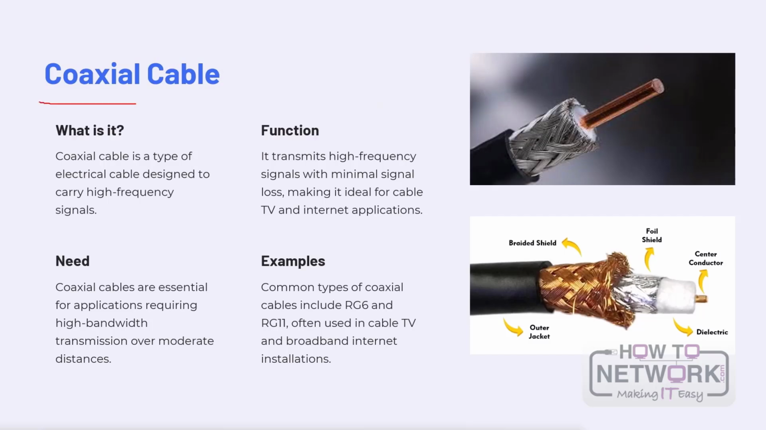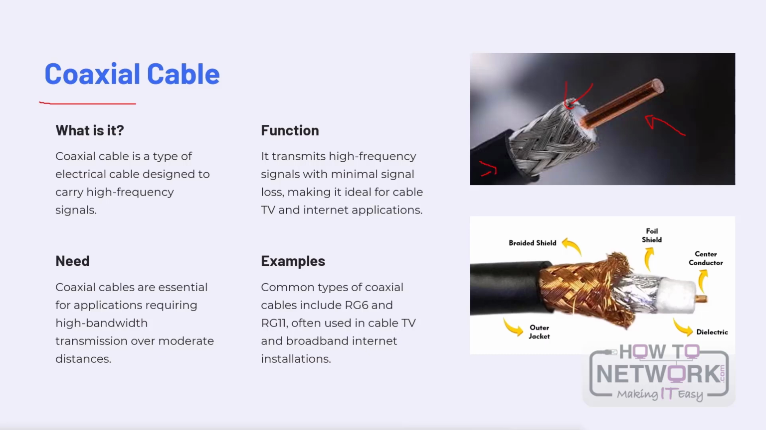Next one are coaxial cables. Coaxial cables are often referred to as coax. It's a type of electrical cable that consists of a central conductor, as you will see here, surrounded by an insulating layer, a braided metallic shield, and an outer jacket here.